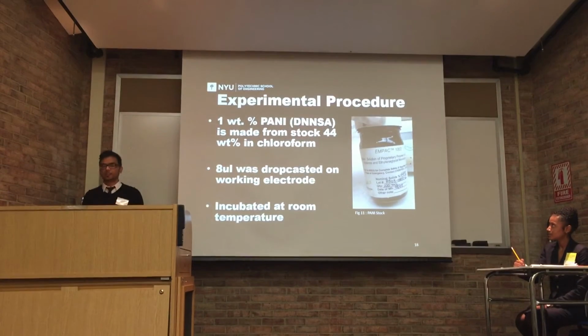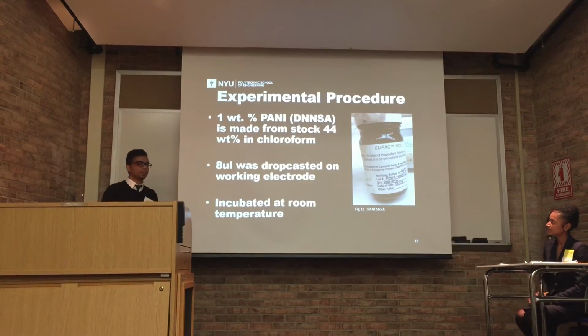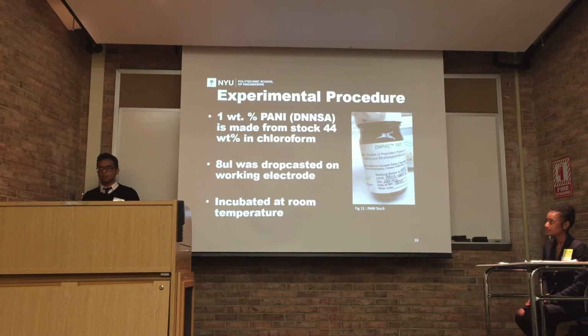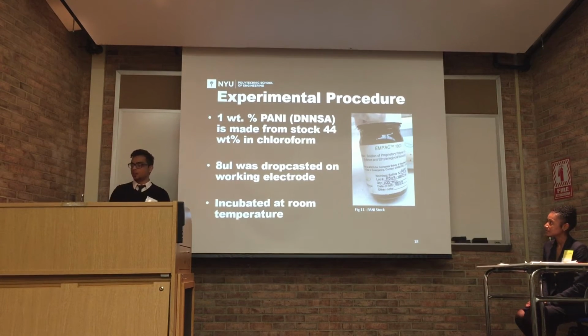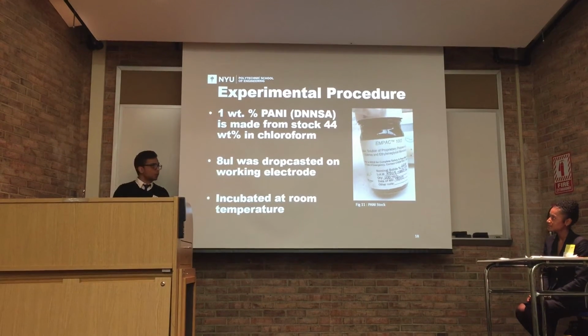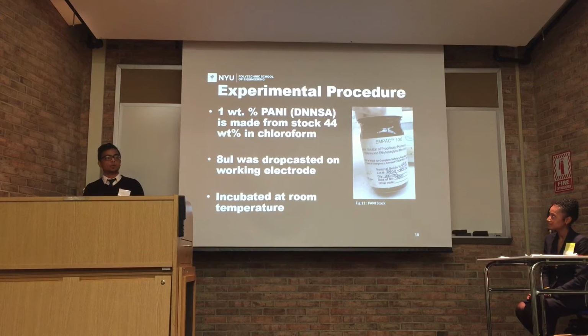We have polyaniline that is doped with dinonylnaphthalene sulfonic acid, which is DNNSA. And we have it as a stock in 44 weight % concentration, so we dilute it down to 1 weight % in chloroform.